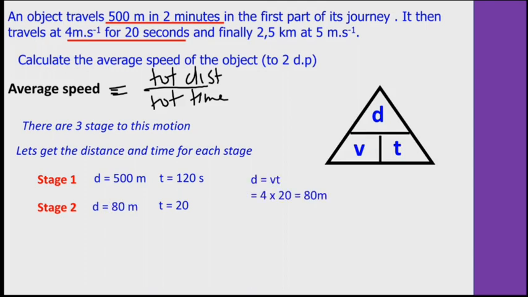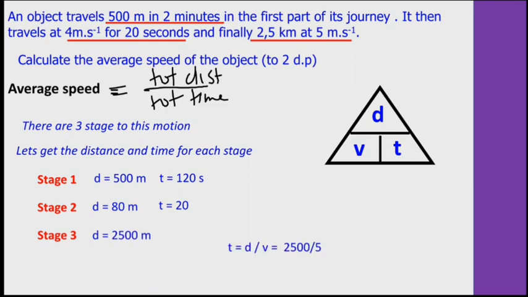Then finally, stage 3, 2,5 kilometers at 5 meters per second. So we've got distance is 2,500 meters. The time will be distance over speed, 2,500 over 5. It will give us 500 seconds.